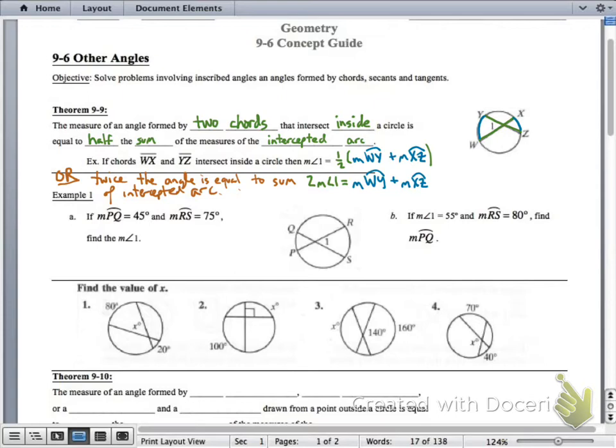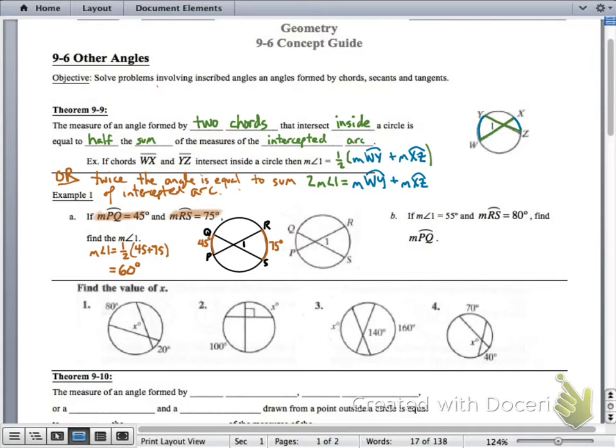Example 1, part A. If arc PQ has a measure of 45 and arc RS has a measure of 75, find the measure of angle 1. This one's simply the formula in use. This angle is equal to half the sum of 45 and 75. Just do that calculation, and we get 60 degrees for the measure of the angle.